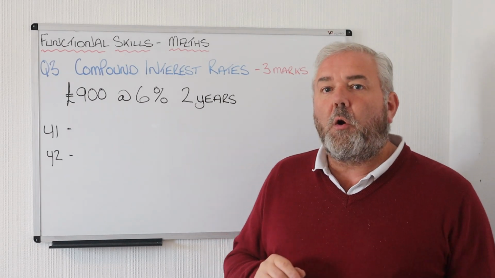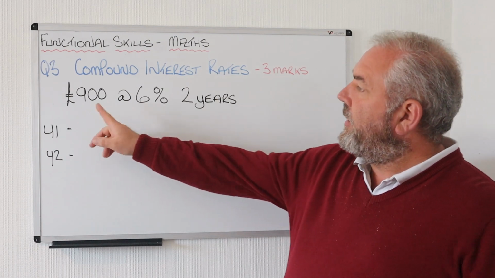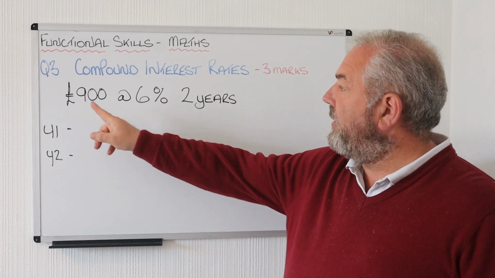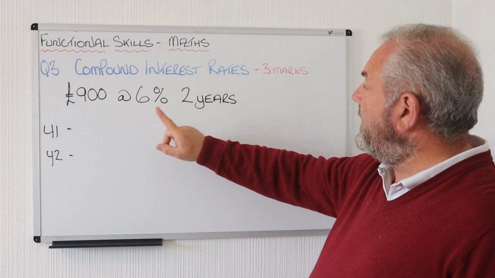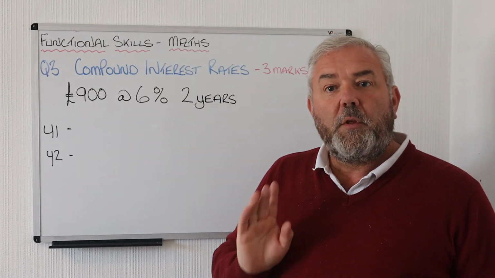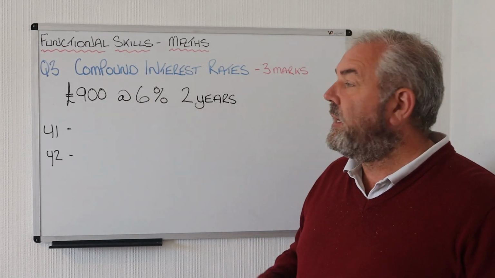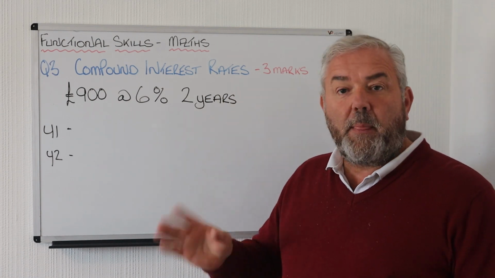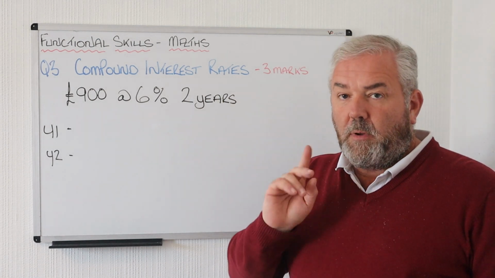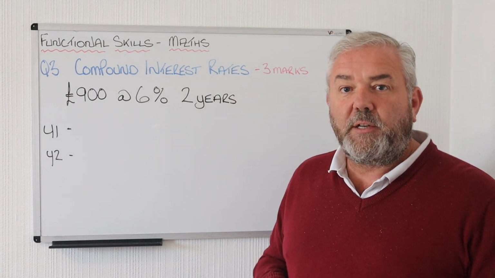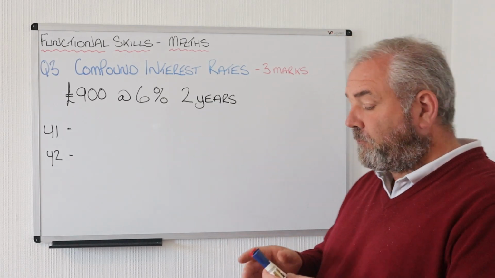Now, one of the common errors here is, even though we've got a starting point of £900 with 6% interest over 2 years, one of the common errors people make is to work out what 6% of £900 is and, with their answer, multiply by 2, and that would be their overall total. But that's not how compound interest rates work. Let me just show you.